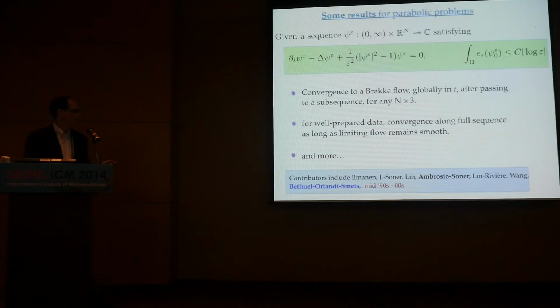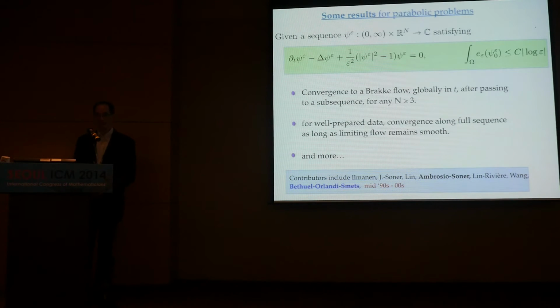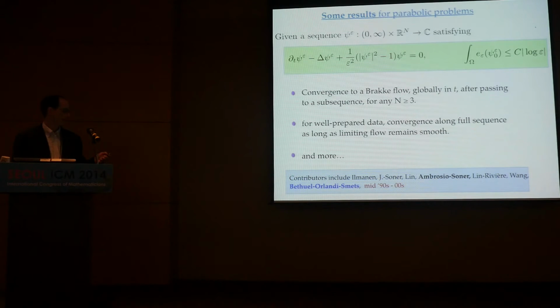A weaker and earlier result, which is due to myself, Soner, and Jerrard, is that for well-prepared data, if I start with data for which the energy and vorticity concentrate along a smooth submanifold, then in this situation one has convergence along the full sequence as long as the limiting flow remains smooth. And let me say a few words about the proof in this case.